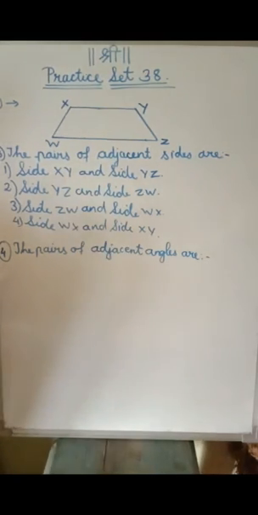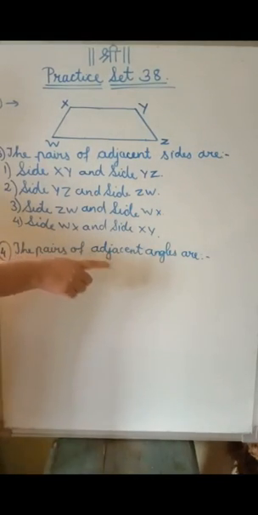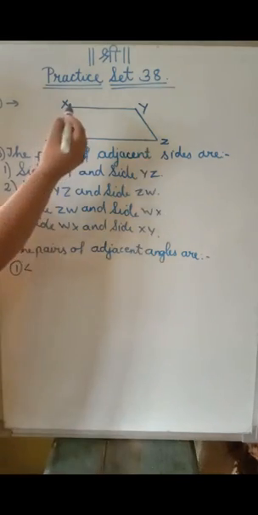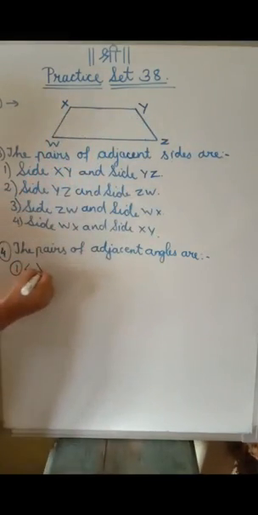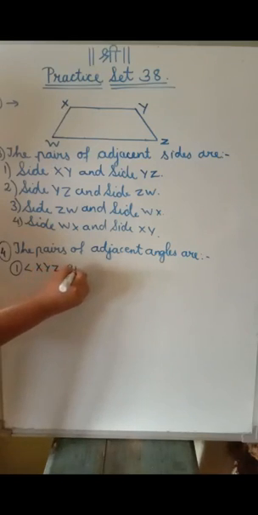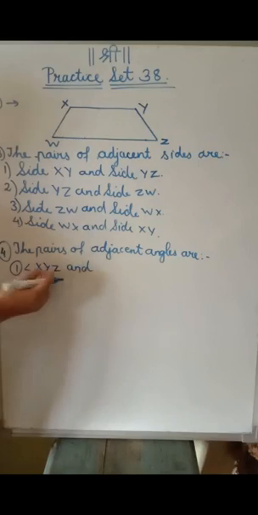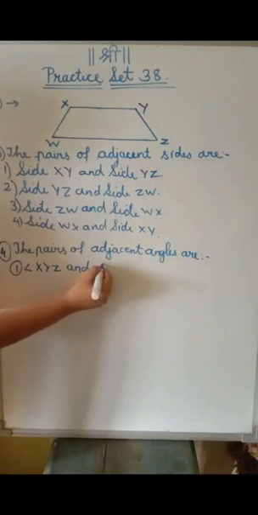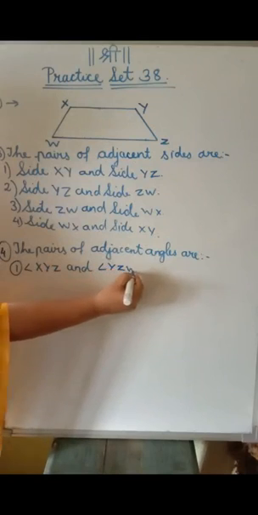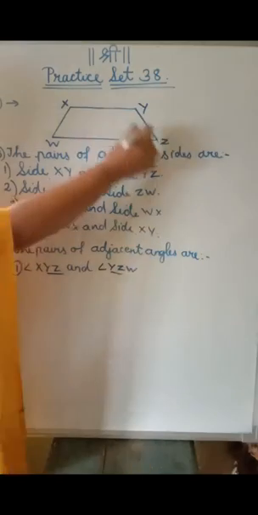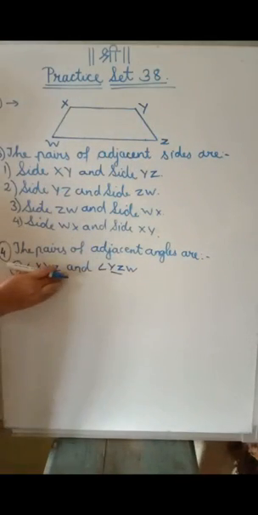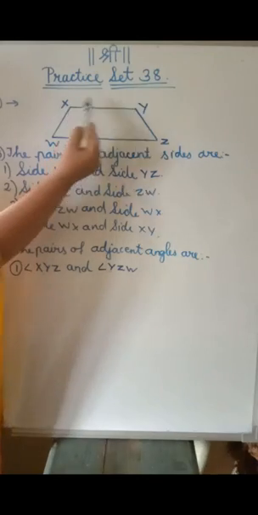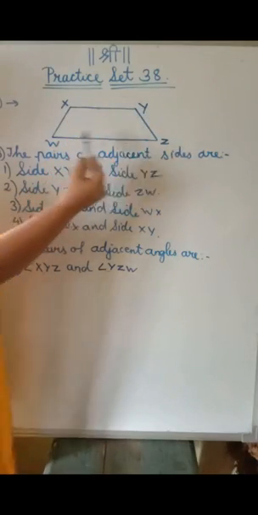Let's select one angle. We know that adjacent angles have a common side. So first we'll select one of the angles, for example, angle XYZ. Which will be the adjacent angle to this? We'll start from Y. Angle YZW. Now, can you see side YZ is common in that? Yes, so this pair is correct. Our first pair, just look in the diagram, is angle XYZ and angle YZW.